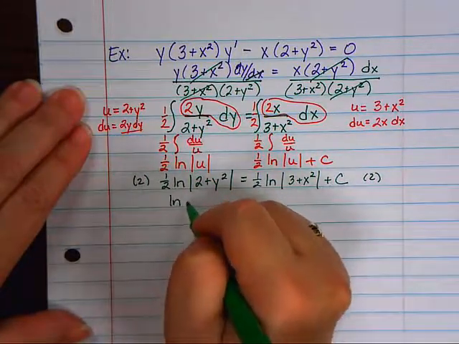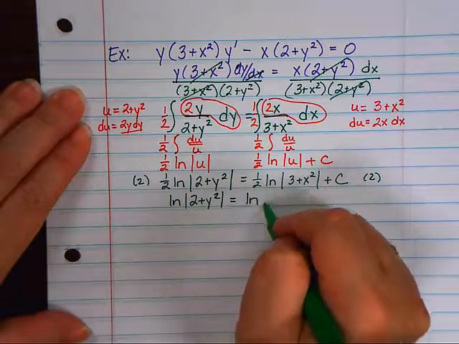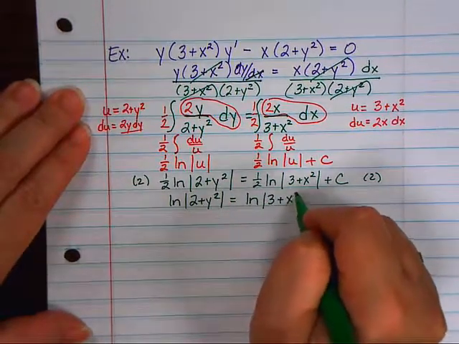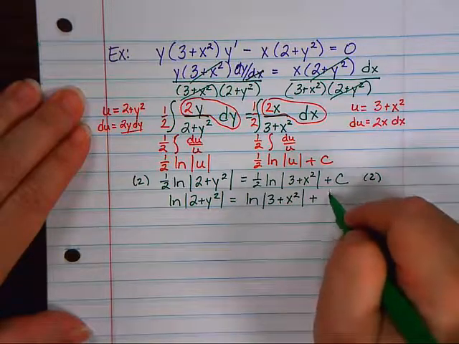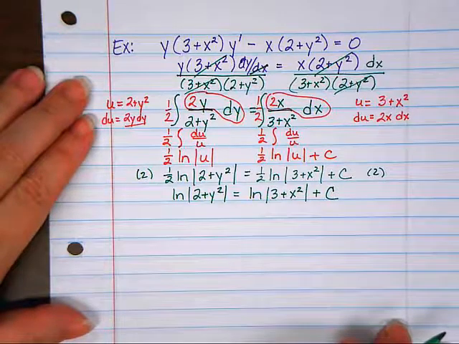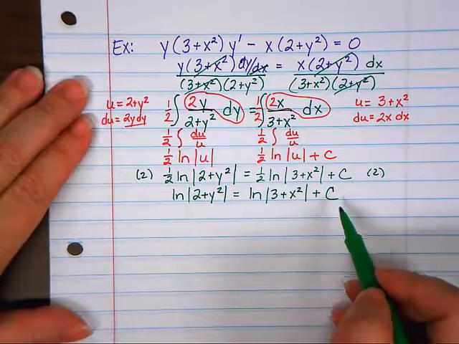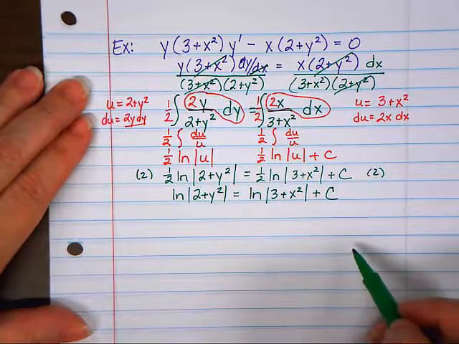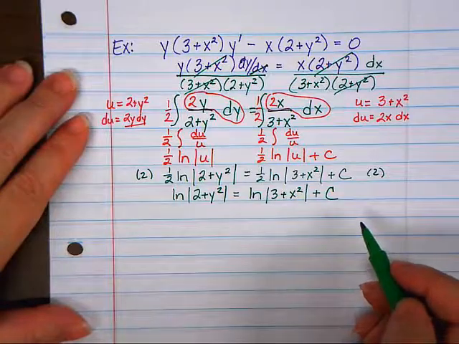So that would be the natural log of 2 plus y squared equals the natural log of 3 plus x squared plus 2 times a constant is just another constant, so we just write another c again. Some textbooks will put that as C1 and this will be C2, and then the next time you change it, it's C3. I don't see the point because it's just another constant. It doesn't really matter. Okay?